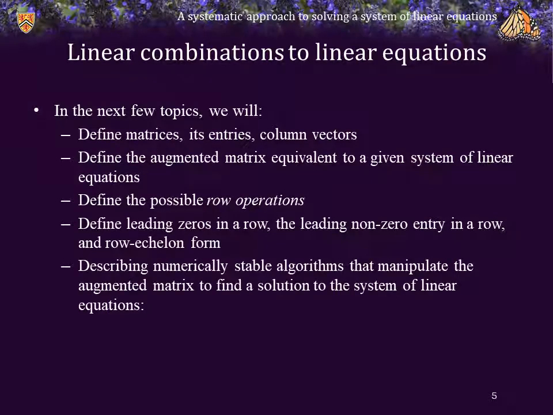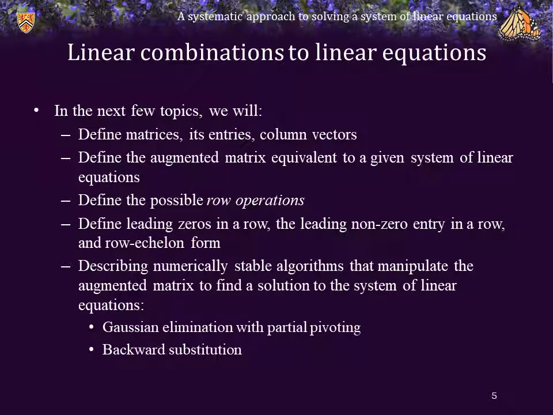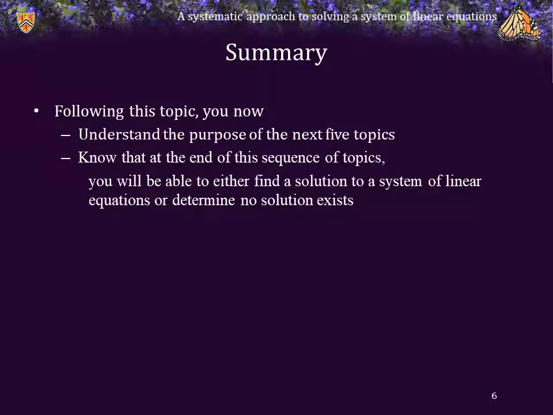Finally, we will describe numerically stable algorithms that manipulate the augmented matrix to find a solution to the system of linear equations. Basically, this will be Gaussian elimination with partial pivoting and backward substitution to get the answer. So, following this topic, you now understand the purpose of the next 5 topics, and you know that at the end of this sequence of topics, you'll be able to either find a solution to a system of linear equations, or you will be able to determine that no solution exists.